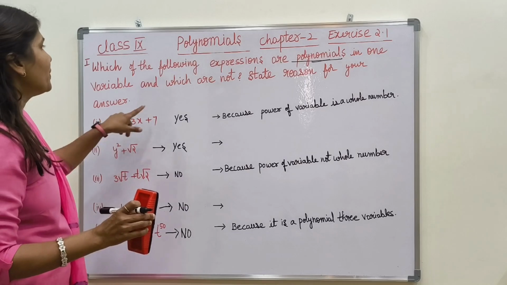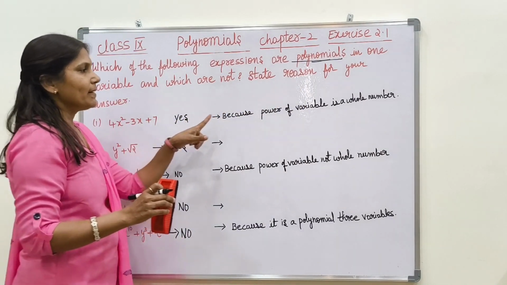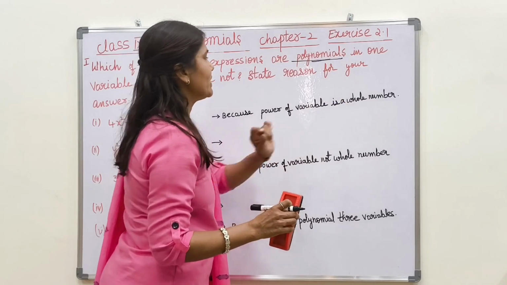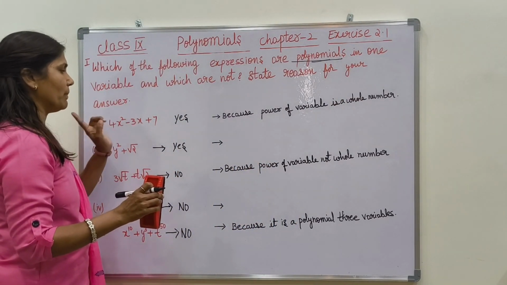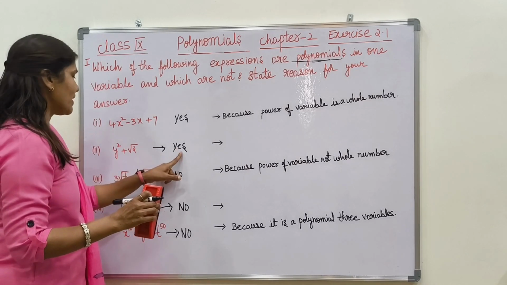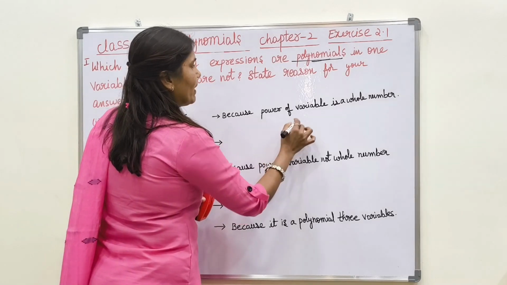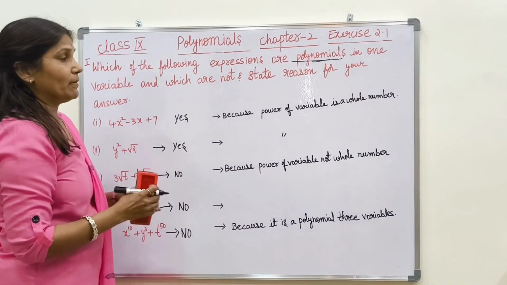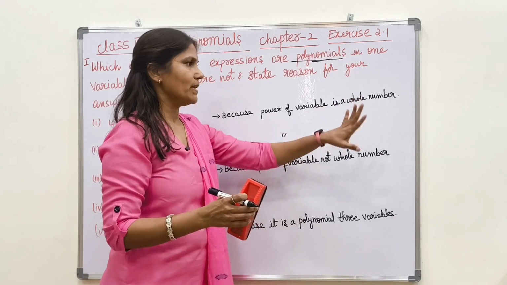See here, you have to write a reason also. This is yes. What is the reason? Because the power of the variable is a whole number. Power is in whole number form. This is also whole number form. Now see here, this is y square plus root 2. This is also yes, same reason. Because the power of the variable is a whole number.